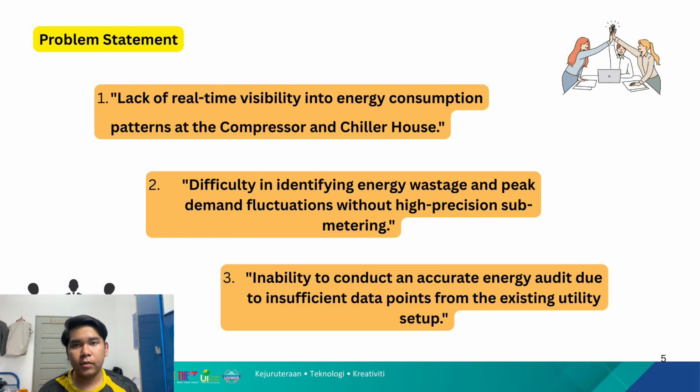Next, we go to the problem statement. Why is the project necessary? We identify three primary problems. First, there is a total lack of real-time visibility into how energy is being consumed in the chiller house. Second, without high precision sub-metering, it is impossible for management to identify energy peaks or wastage. And third, the current lack of data points prevents the facility from conducting a successful energy audit to improve efficiency.